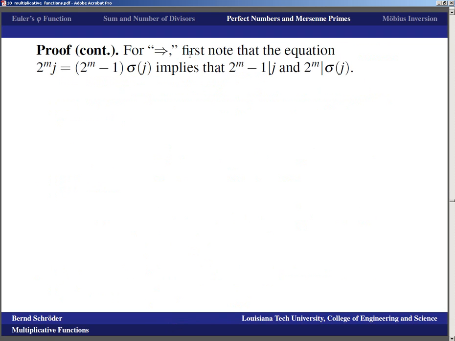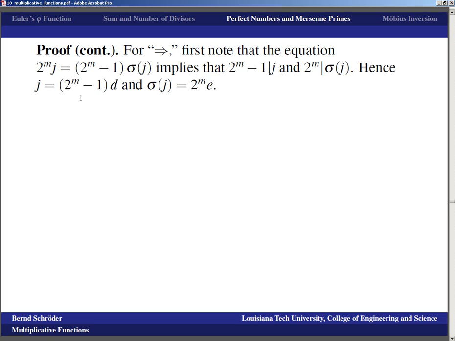And so for left to right, we have to take the equation that said that the number is perfect if and only if this happens. Well, we now need to find consequences of this equation. So if we're looking at 2^m times j equals (2^m - 1) times sigma of j, that implies that 2^m - 1 divides j, because no odd number divides a power of 2. And 2^m divides sigma of j, because no power of 2 divides an odd number, 2^m - 1.